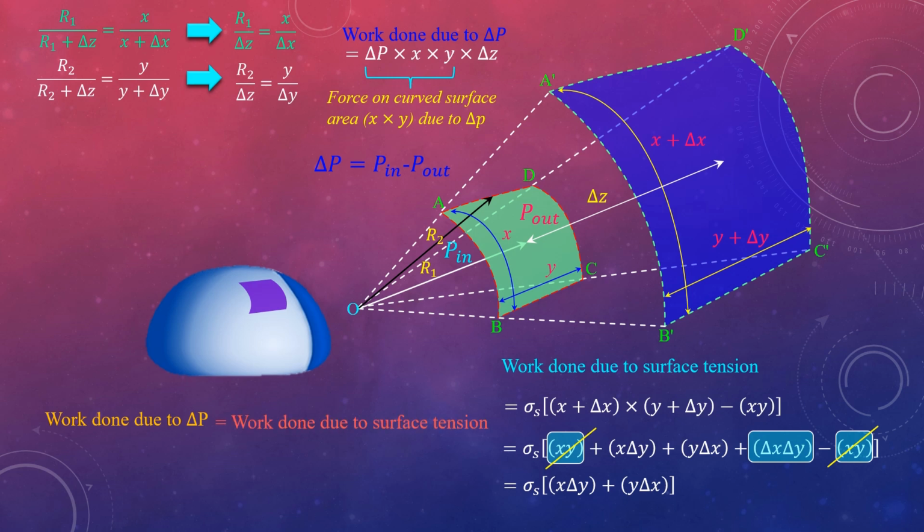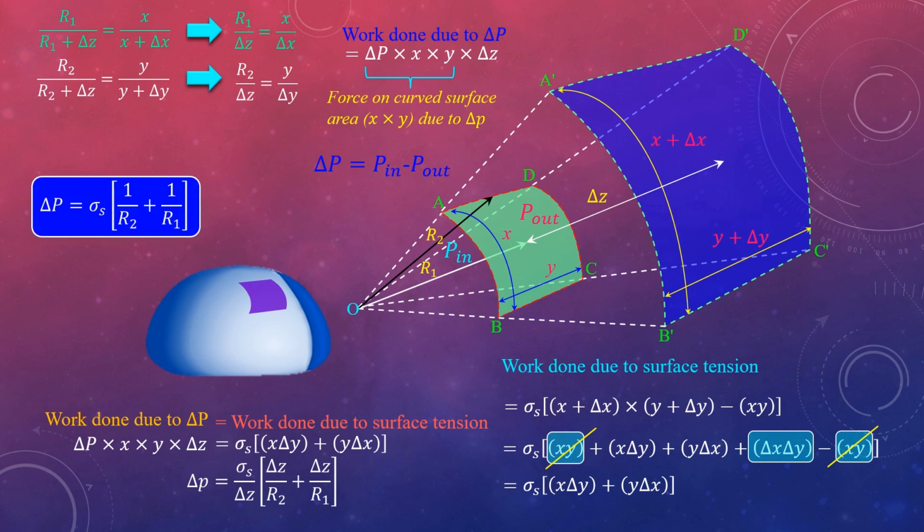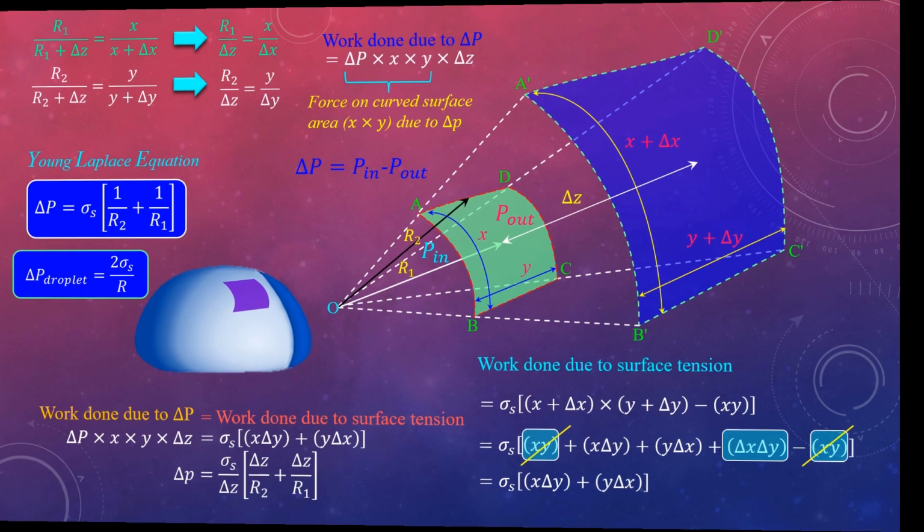Now if we equate these two works, we get delta p is equal to sigma s by delta z into y delta y by y plus delta x by x. On simplification, we can write delta p is equal to sigma s by delta z into delta z by r2 plus delta z by r1, and finally we get delta p is equal to sigma s into 1 by r2 plus 1 by r1. This equation is known as Young's Laplace equation. If we put r1 and r2 equal to r in this equation, then we will get the expression of excess pressure for a spherical droplet.